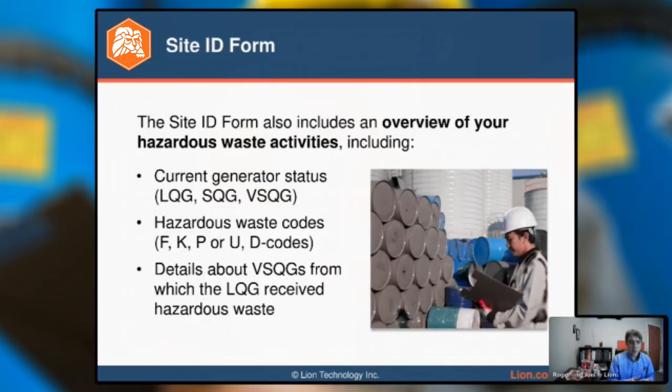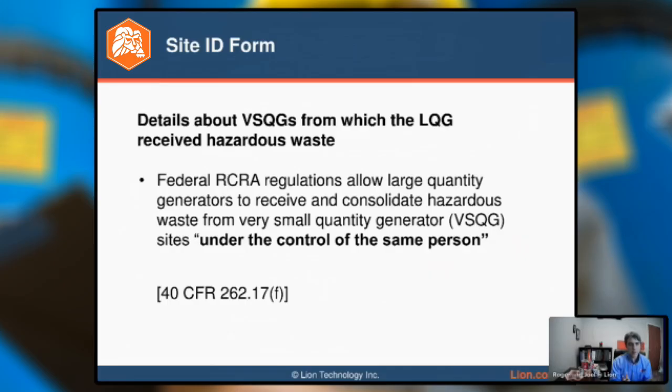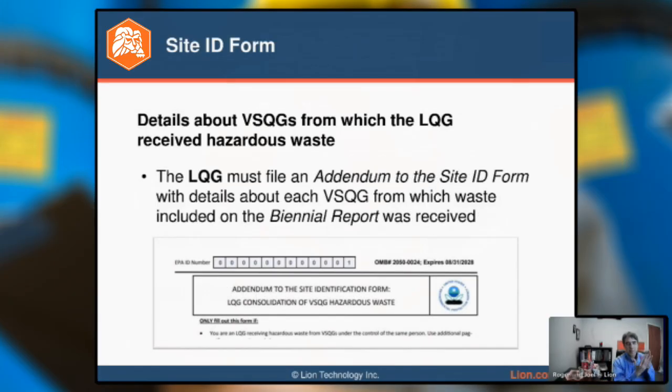And something else that's also going to go on the site ID form. You may or may not have to include this. It depends on whether you take advantage of this. Most states have adopted a relief that allows you to move hazardous waste from a very small site over to a large quantity generator site, as long as they're under the same ownership. If you're going to take advantage of that, it does go on the site ID form. You'll notice it's an addendum. It's basically an extra piece of paper that gets attached to the site ID form. And you just have to provide a little information about that very small quantity generator site that you're receiving waste from.